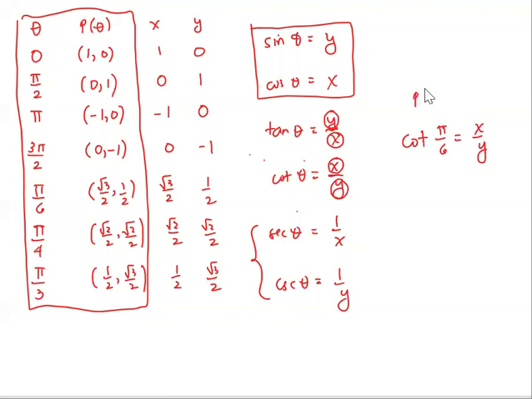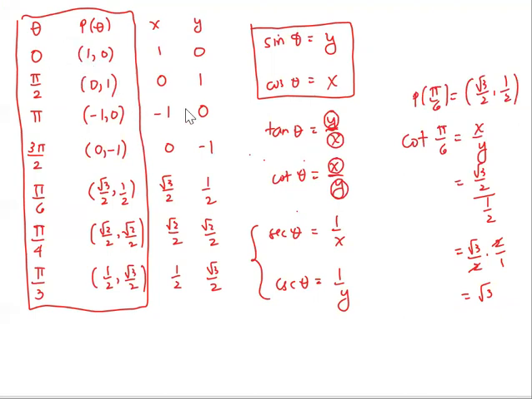But the terminal point of pi over 6 must be used. So the terminal point of pi over 6 is square root of 3 over 2 comma 1 half. This means that x is square root of 3 over 2, y is 1 half, and this will be simplified as square root of 3 over 2 times 2 over 1. This cancels out the 2, which means that cotangent of pi over 6 is equal to the square root of 3.